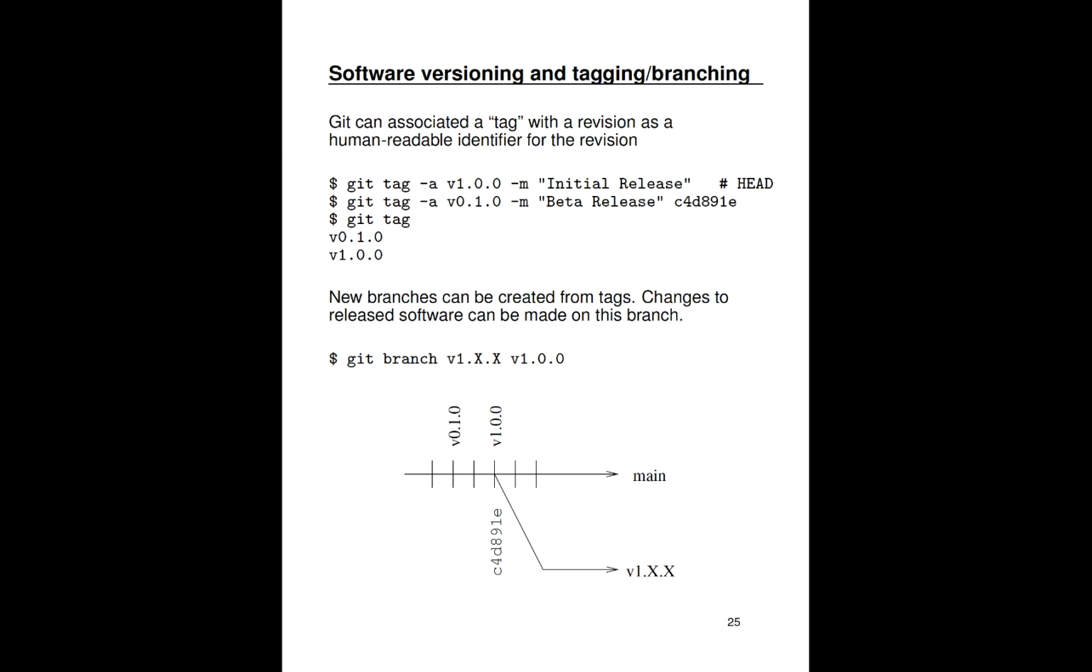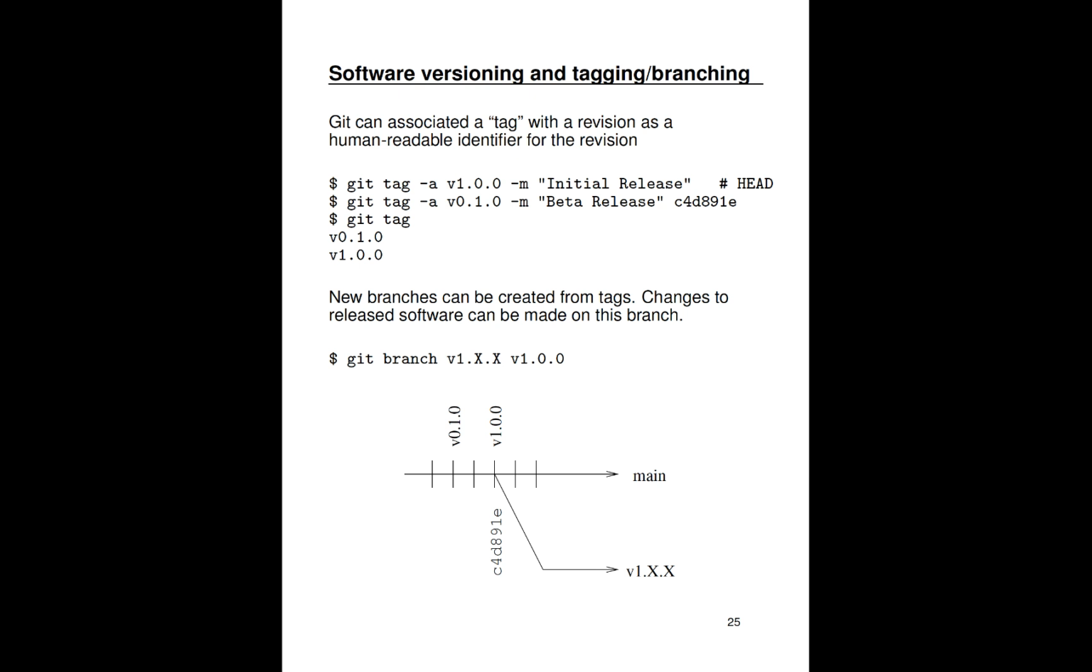You can also go back in time and tag older revisions. Maybe you had a beta release off of a previous revision, and so you can tag that as version 0.1.0. And the way you do this is you provide a uniquely identifying prefix of the commit hash.